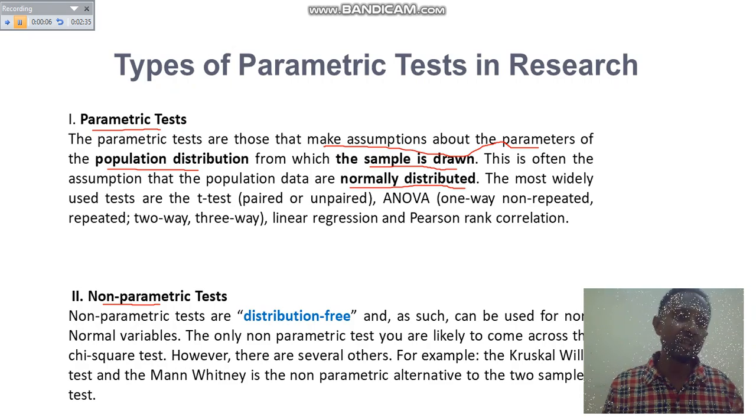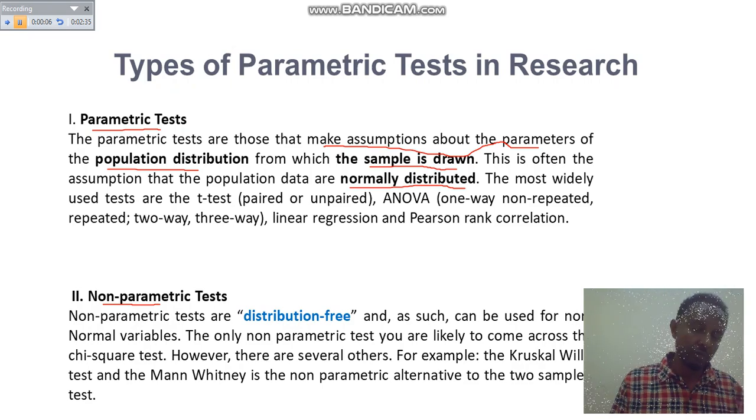The most widely used tests are the t-test, paired and unpaired, ANOVA, one-way, repeated or non-repeated, or two-way or three-way ANOVA. Linear regression and Pearson rank correlation can also be manifested.